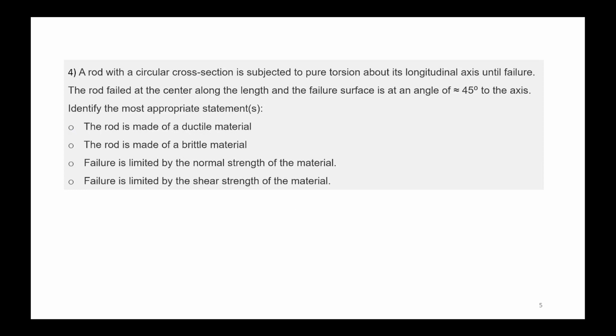Question 4 is: a rod with a circular cross section is subjected to pure torsion about its longitudinal axis until failure. The rod failed at the center along the length, and the failure surface is at an angle of 45 degrees to the axis. We have to identify the most appropriate sentences. Your options are: the rod is made of a ductile material, the rod is made of a brittle material, failure is limited by the normal strength of the material, or failure is limited by the shear strength of the material. So the two middle sentences are correct.